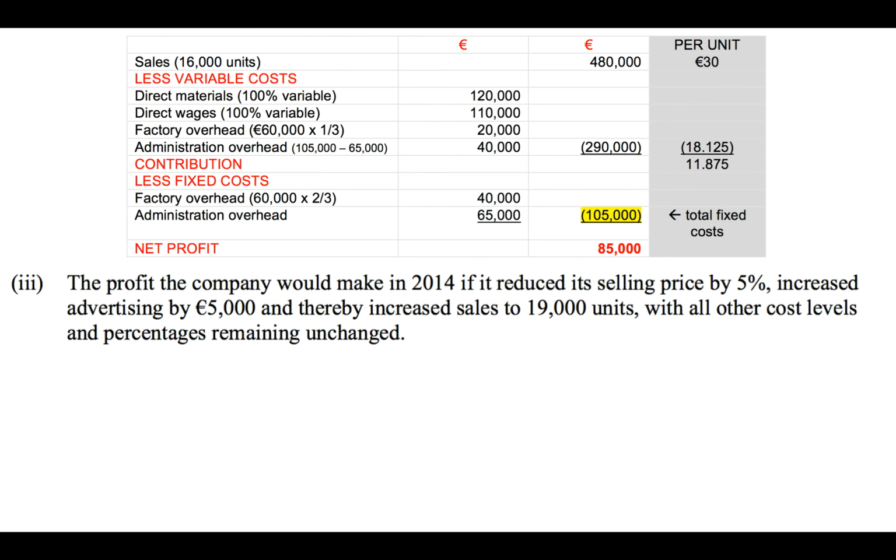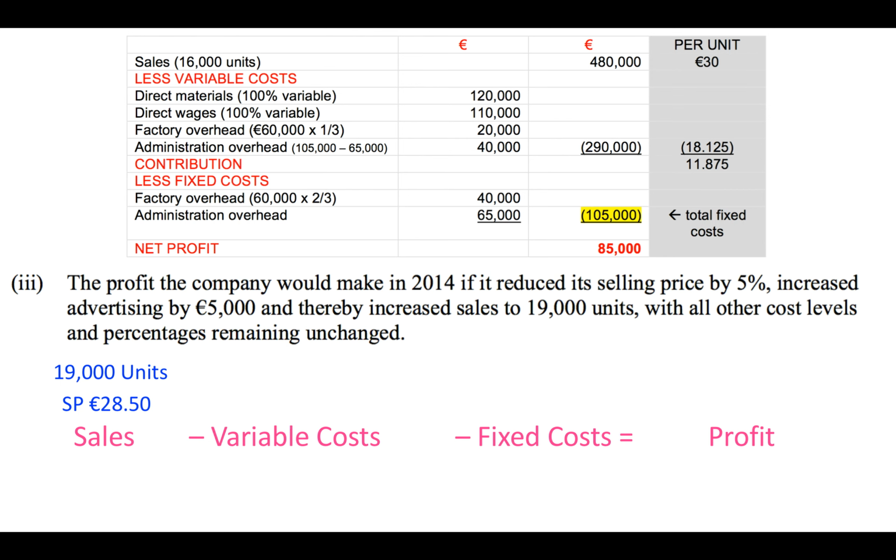So the formula that we use for sensitivity analysis is always sales minus variable costs minus fixed costs is equal to profit. So how is the sales going to be affected? So we're going to sell 19,000 units, and the selling price has changed. It's been reduced by 5% from this €30 here. So €30 multiplied by 95% is €28.50.